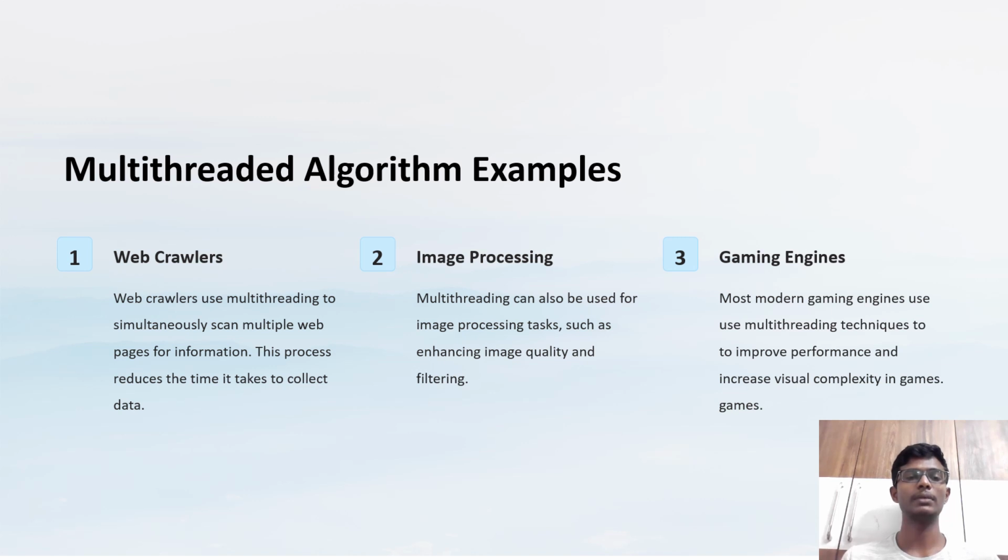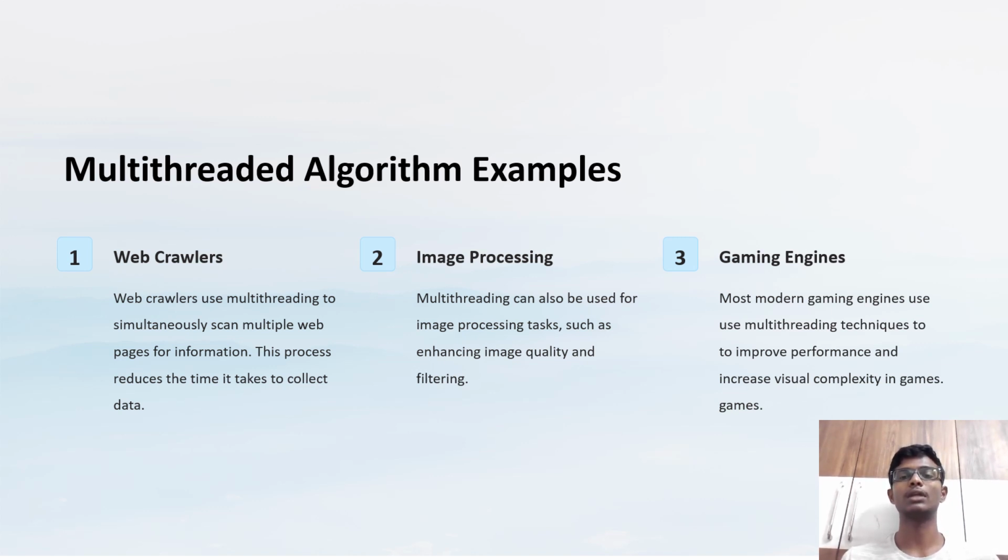In this slide, we'll be discussing the common examples of multithreading algorithms. Those are web crawlers, image processing, and game engines. Web crawlers use multithreading to simultaneously scan multiple web pages for information. This process reduces the time to collect the data. And when it comes to image processing, multithreading can also be used for tasks such as enhancing image quality and filtering.